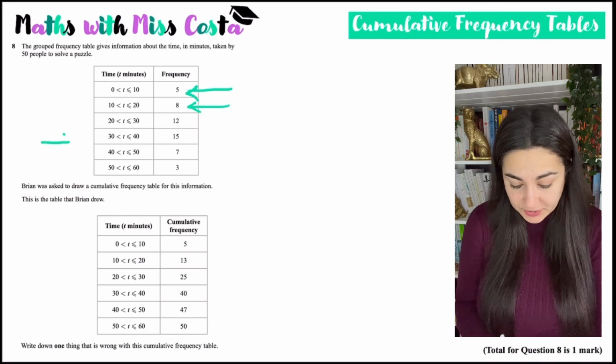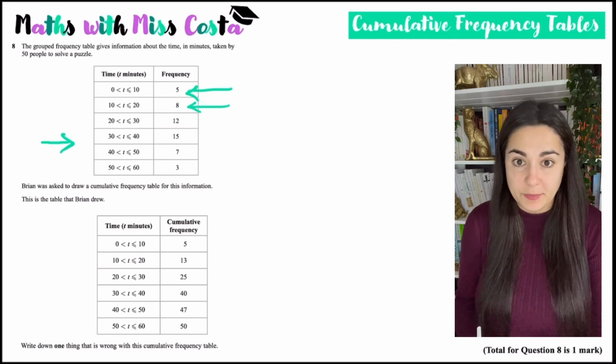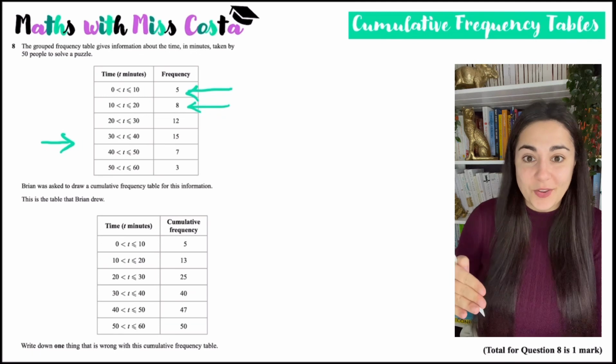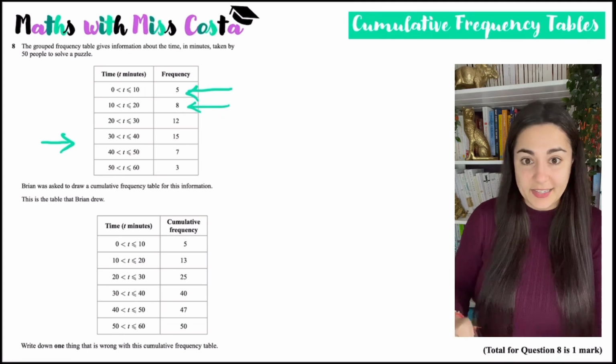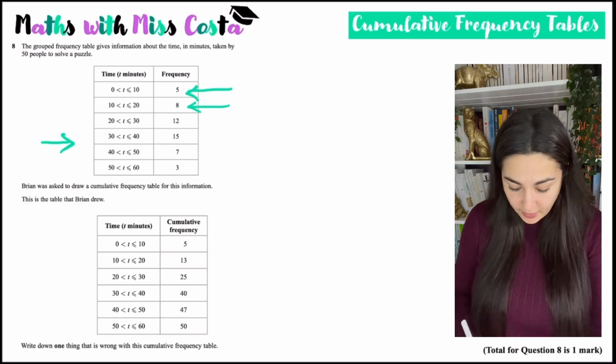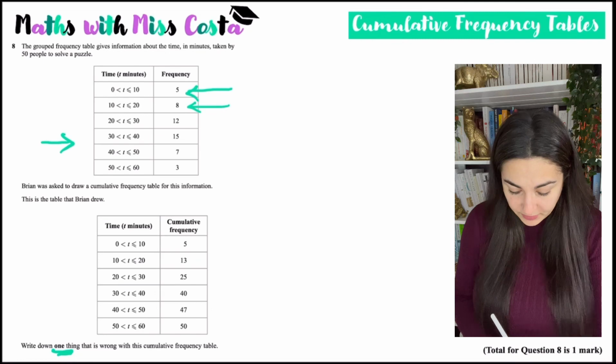Here at the moment, this is just a grouped frequency table that tells us between 10 and 20, between 20 and 30, how many people. Cumulative frequency brings it all together. So it's a running total. So the frequency is always going to get larger. So this is the table that Brian drew. Write down one thing that is wrong with this cumulative frequency table.